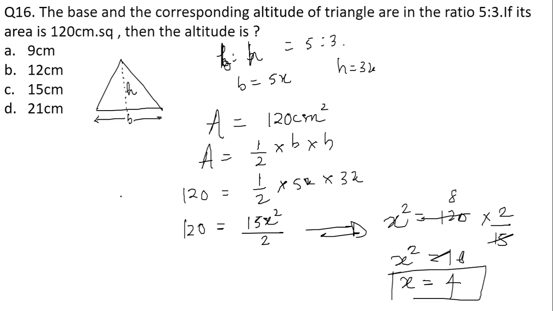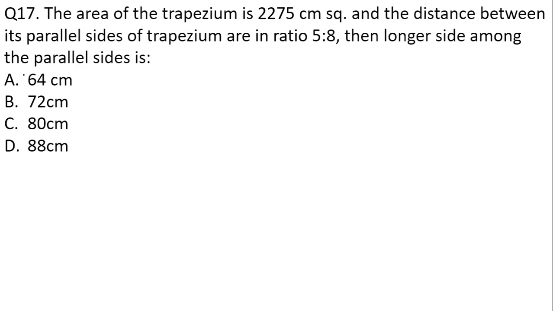Now what we have to find here, we have to find the altitude. We know the altitude, that is h is equals to 3x. We know the value of x, that is equals to 4, that is 3 into 4, 3 4s are 12. That is 12 centimeter is the answer for the given question. Moving on to the next question.